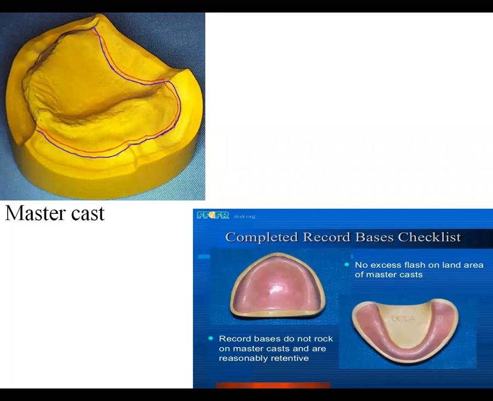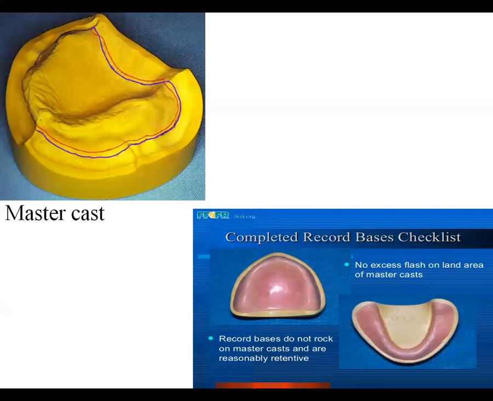For that purpose, whenever you are going to insert anything in the patient's mouth, it can be a custom tray, a record base, a trial denture, or a final denture, always try to check and feel the borders of your prosthesis, always with the help of the external surface of your hand.